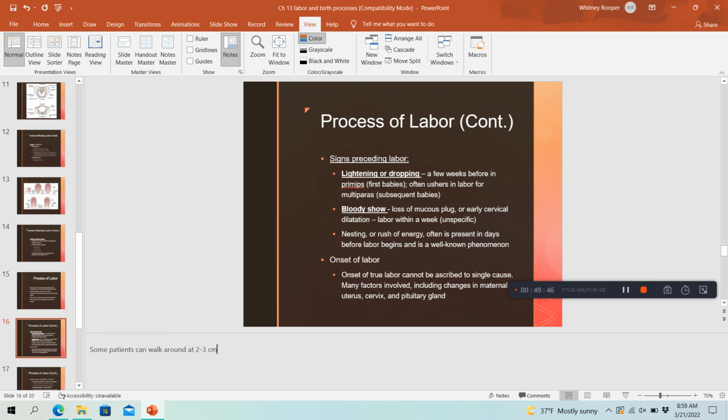Nesting, or a rush of energy, is often present the days before labor begins, a well-known phenomenon without an understanding of the cause, but mom just feels this urge to get everything done.